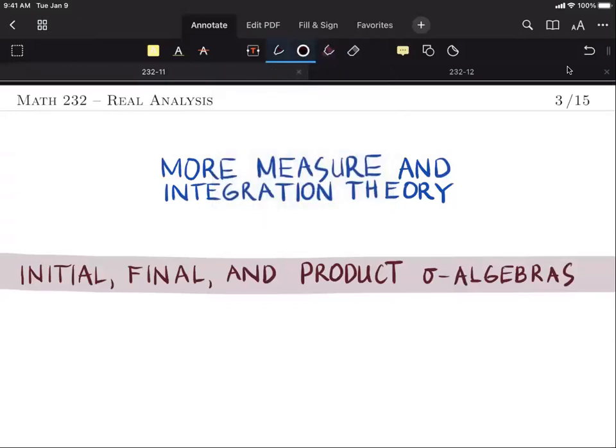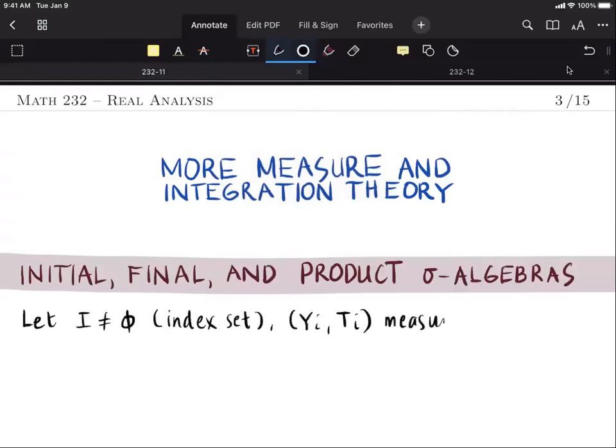So let's start with a non-empty set, and this will be our index set. A collection of measurable spaces, Y sub I, T sub I, and a collection of functions f sub I from a set X into Y sub I for all I in the index set capital I.